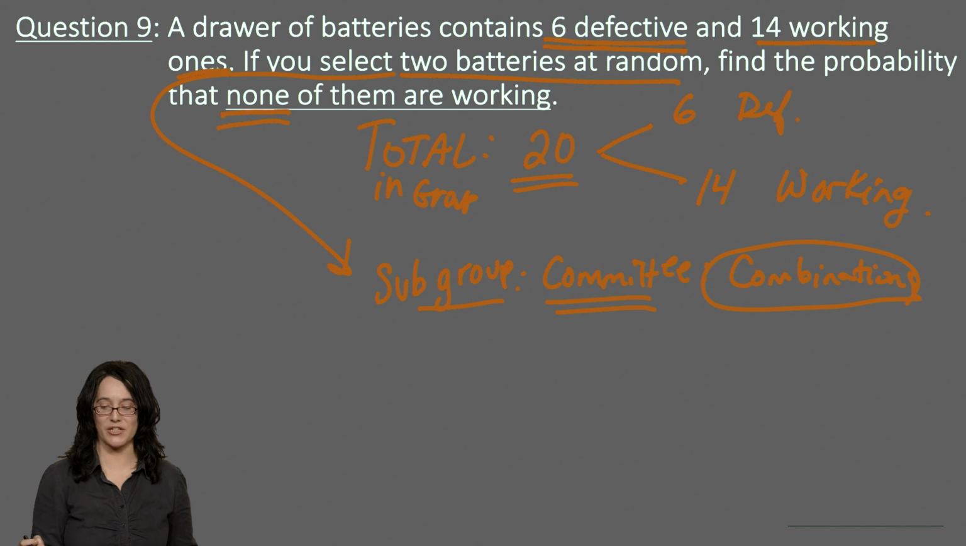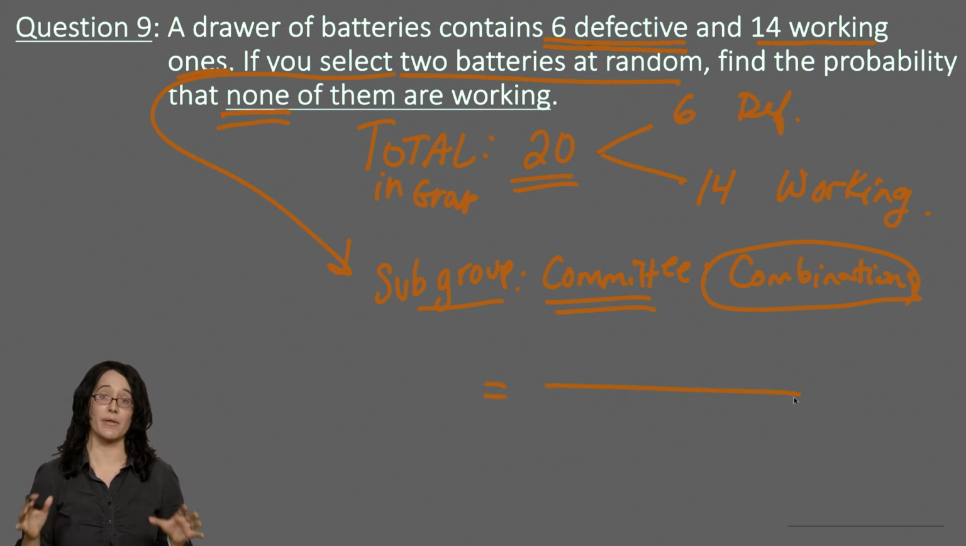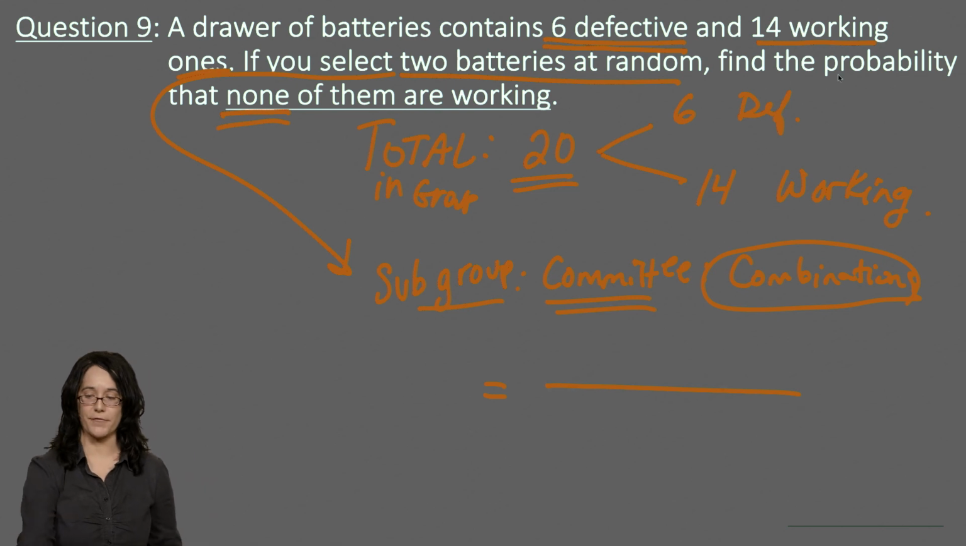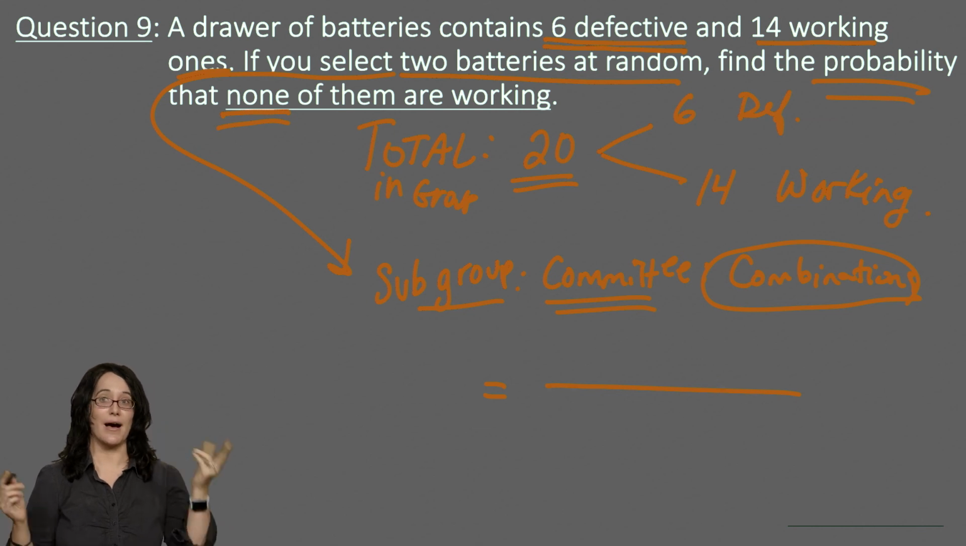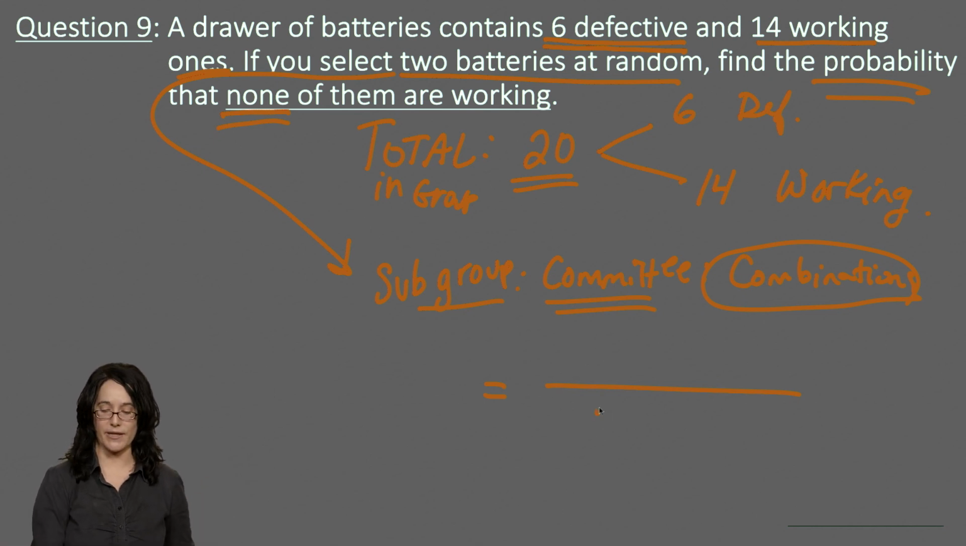So in this situation, we are talking about a combination problem, and in particular a probability question. So we have to form a fraction, okay? For my denominator, that's the easy part. What am I doing? I'm selecting 2 items to be on my committee of batteries, my subgroup of batteries. And from how many items? 20, that's right. So from 20, I'm choosing 2.